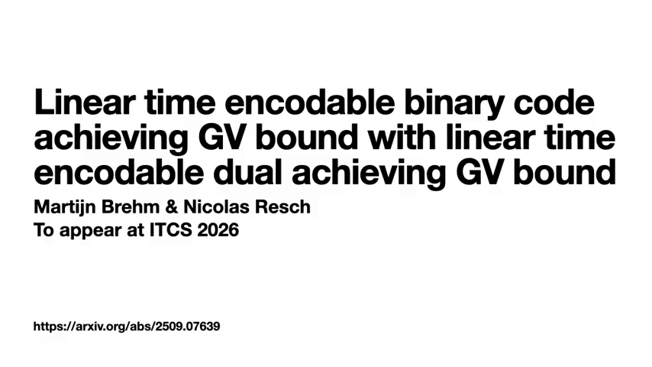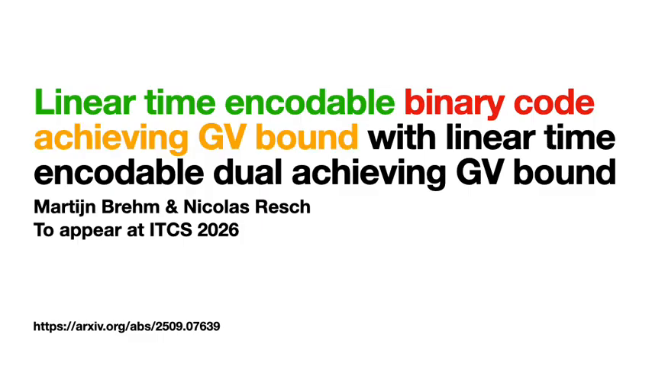So the title of our work is Linear Time Encodable Binary Code Achieving GV Bound with Linear Time Encodable Dual Achieving GV Bound. So we're claiming in this work to construct something called a binary code, which has the property of linear time encodability as well as the property of achieving the GV bound. I will explain what all of that means in a minute.